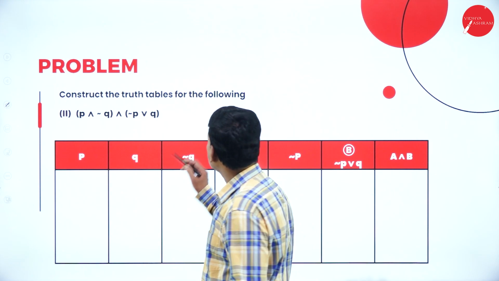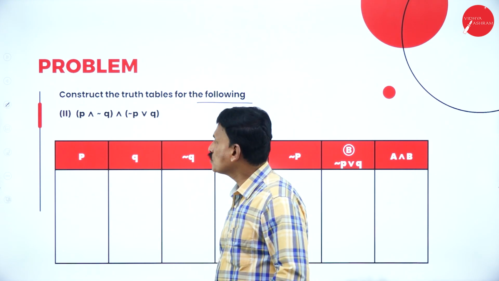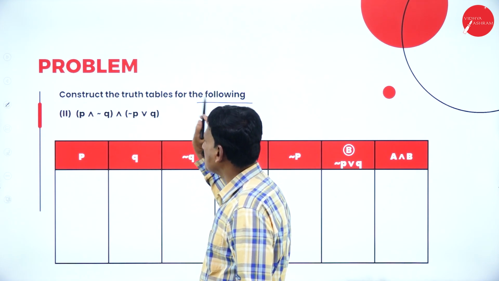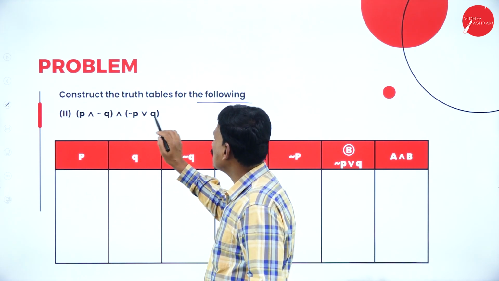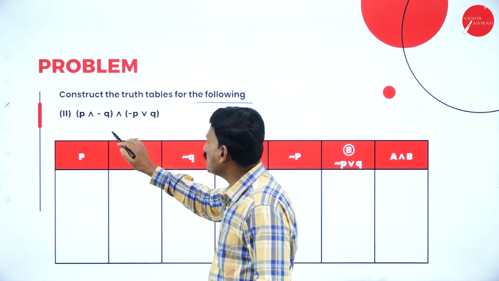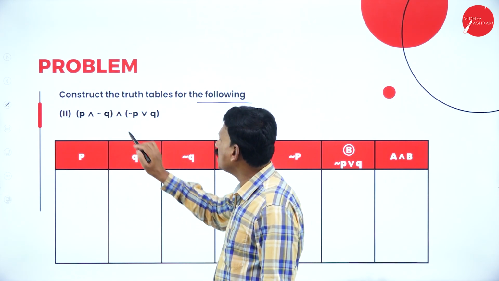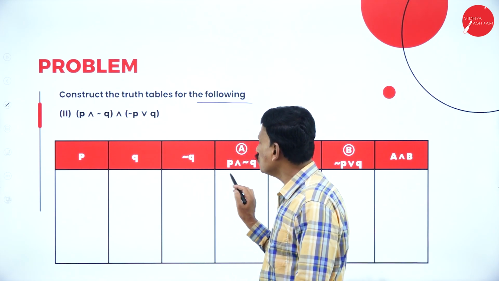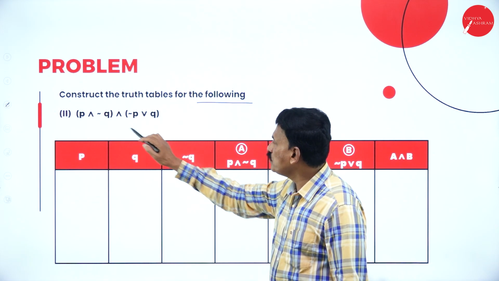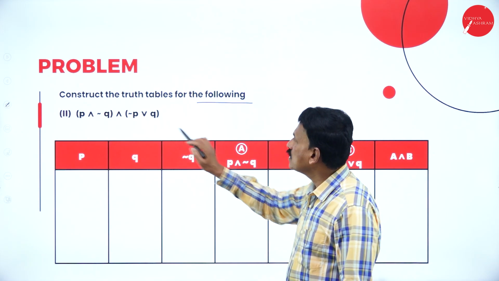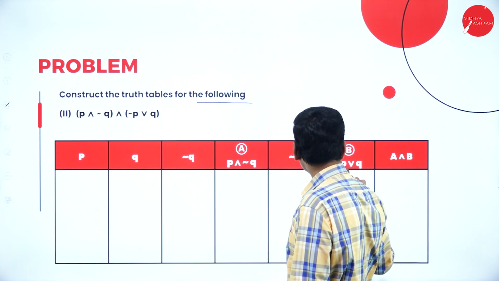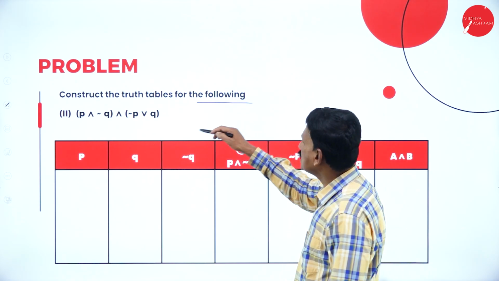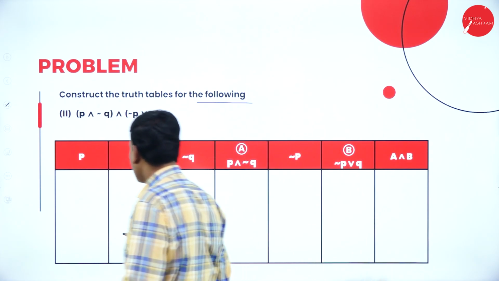Now construct the truth table for the following statement: P conjunction negation Q, conjunction, negation P disjunction Q. So here conjunction, disjunction and negation are there. Now let us split this. Write P, Q, then negation of P, negation of Q, and then first part P conjunction negation Q, next negation of P disjunction Q, and let us call them A and B, A conjunction B.